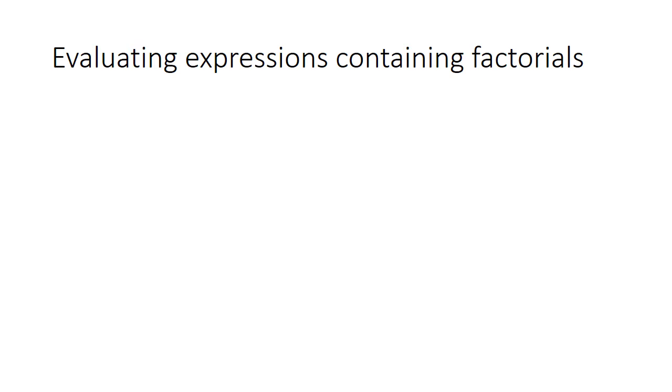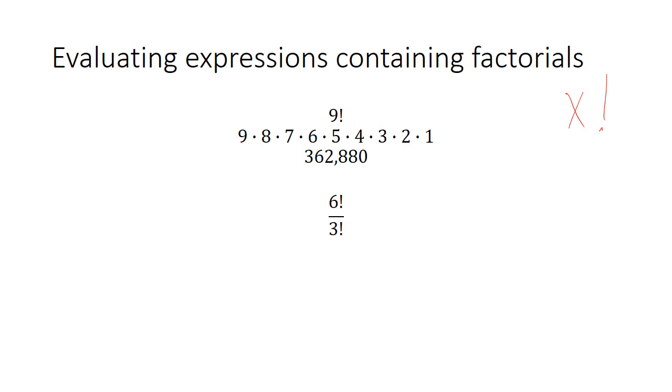All right, so let's evaluate some expressions containing factorials. So 9 factorial means 9 times 8 times 7 times 6 times 5 times 4 times 3 times 2 times 1. You can do it the long way, or you can put it on your calculator and just type in 9 times 8 times 7 times 6 times 5 times 4 times 3 times 2 times 1. Or if you have a calculator that has the exclamation point or X exclamation point, you can put it in that way. So this one would come out to 362,880.